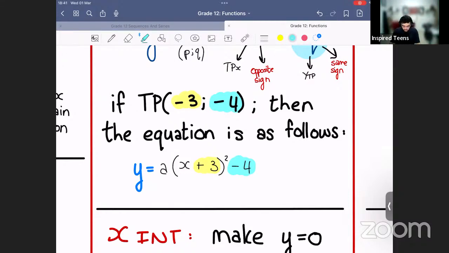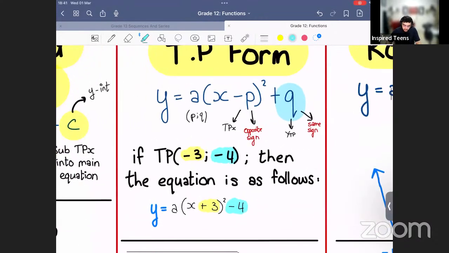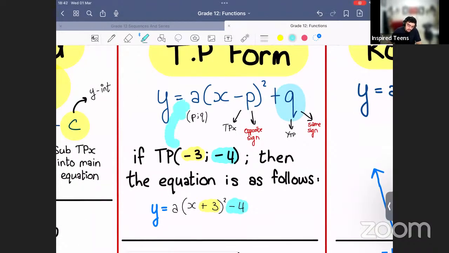Okay, so I hope that makes sense. Turning point form, all right? Opposite sign. Always keep that in mind whenever you're substituting. You can go from having the turning points to get to the formula, or they could require you to understand and identify from the turning point formula that's given, you need to know the coordinates of the turning point.